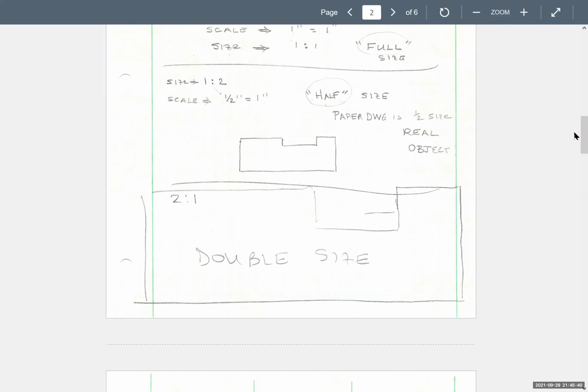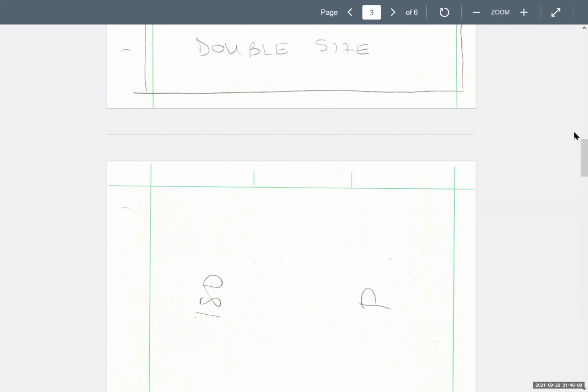Say that again. Double size is double the size of the drawing compared to the original object. Okay, so the drawing is double the size of the real object, right? Yep. Right, the drawing is double the size of the real object. Okay, great. All right, let's see what else we looked at.